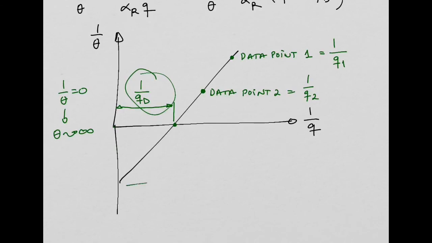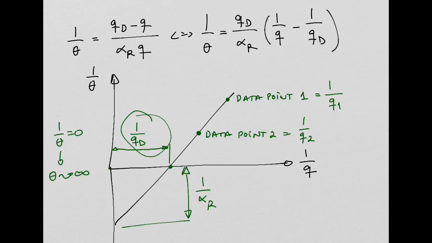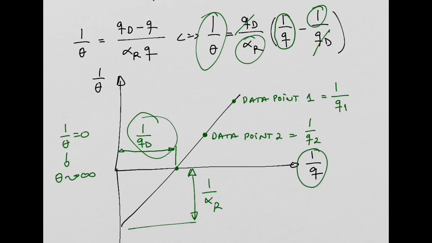Just one more thing. This distance here, from here to here, is going to be 1 over alpha r. Because if you look at this equation, this is when your 1 over q is equal to 0. So when 1 over q is equal to 0, this term becomes 0. So QD will cancel with QD. You'll get 1 over theta is going to be equal to 1 over alpha r, right? Anyway.